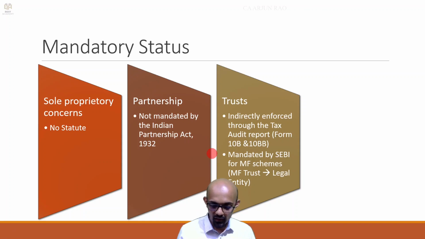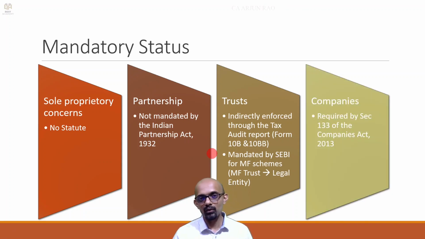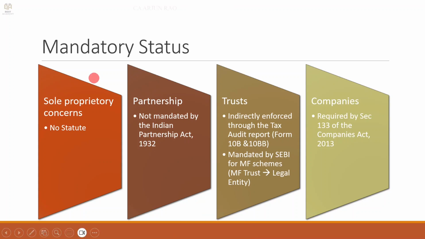Now, next, coming to companies. So, this we all know, section 133 of the Companies Act requires companies to follow the applicable accounting standards. So, for proprietary and partnership concerns, it is not mandatorily applicable as per law, even though ICAI says that they have to follow. For trusts, it can be enforced indirectly for other trusts and directly by SEBI guidelines for mutual fund trusts. Companies definitely have to follow accounting standards.